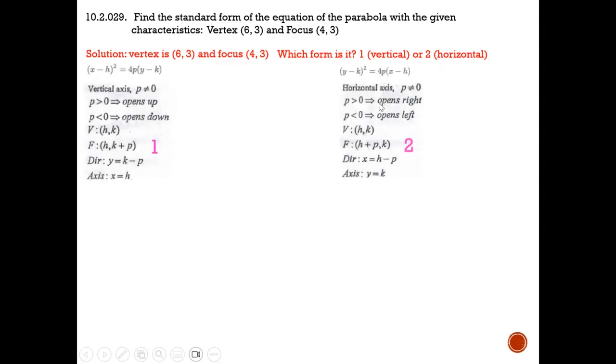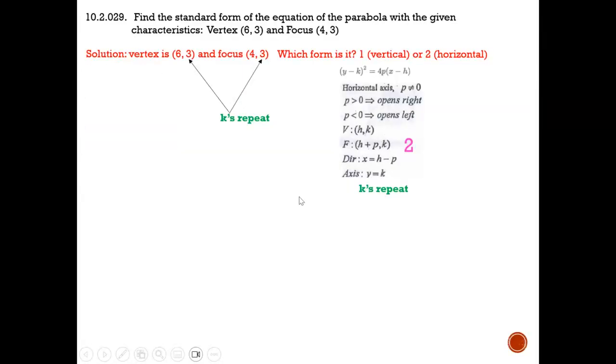Now, because this is actually from the homework, it's from section 10.2, number 29. It says, find the standard form of the equation of the parabola with the given characteristics. The vertex is (6, 3), and the focus is (4, 3). So again, solution: vertex is (6, 3), focus is (4, 3). Which one is it, 1 vertical or 2 horizontal? That's my vertical. That's my horizontal. For the vertical, the H repeats, and for the horizontal, the K repeats. Here, the K repeats. That means it's going to be number 2.